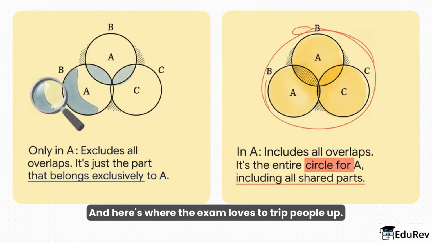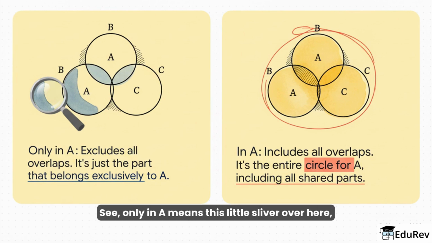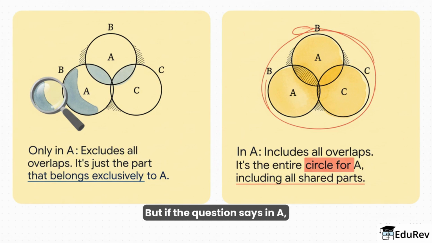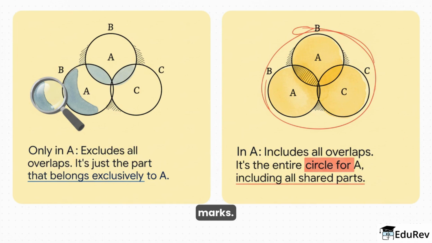And here's where the exam loves to trip people up. It all comes down to one tiny 4-letter word, only. See, only in A means this little sliver over here, the part that has absolutely nothing to do with B or C. But if the question says in A, it means the entire circle, overlaps and all. Mixing these two up is probably the #1 reason people lose easy marks.